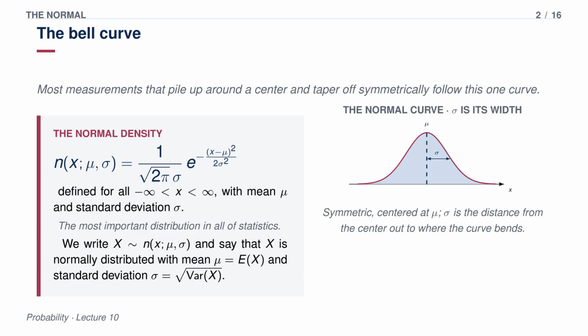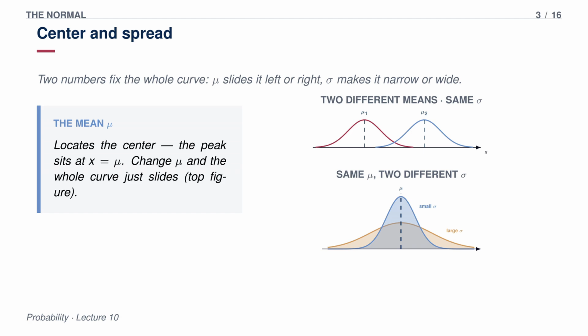It really is everywhere. We write x is distributed N of mu comma sigma, and we say x is normally distributed with mean mu, which is its expected value, and standard deviation sigma, the square root of its variance. So what do those two numbers actually do to the picture? Good question. The mean, mu, is the center.